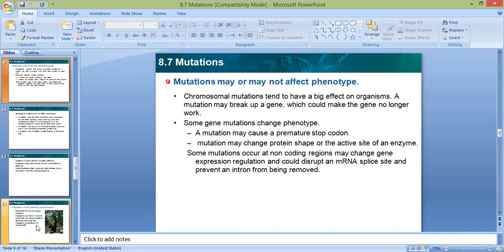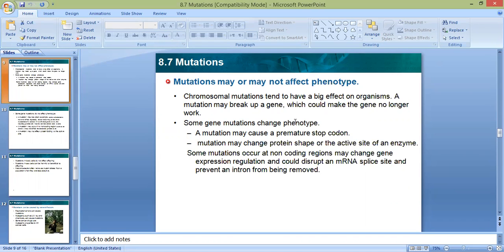So we learned also that mutations may or may not affect phenotype. The ones which affect the phenotype are the chromosomal mutations, which have a big effect on organisms, because there may be a break in a gene, or this may cause the gene to no longer work.